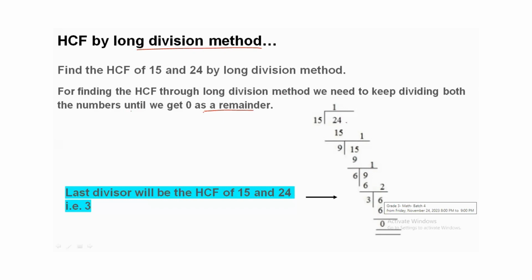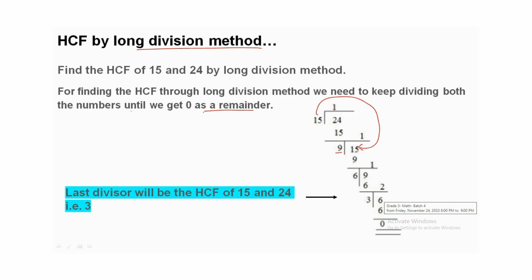So 15 and 24 are the numbers, and we need to find the HCF of these two numbers. First we will divide 24 by 15. So 15 times 1 is 15, and 9 will be remaining. Now 9 is the remainder, and here you can see 15 is the divisor. So we will bring down this 15 as a dividend over here.